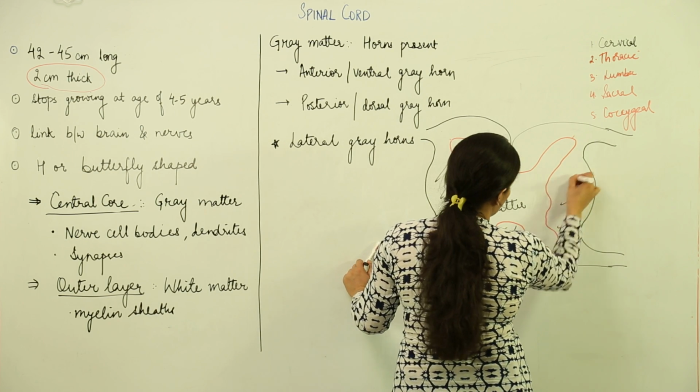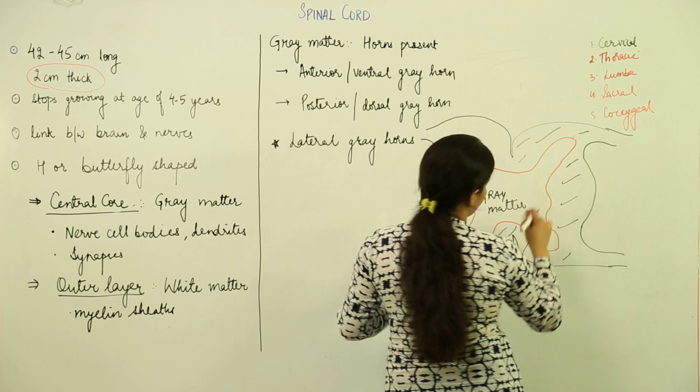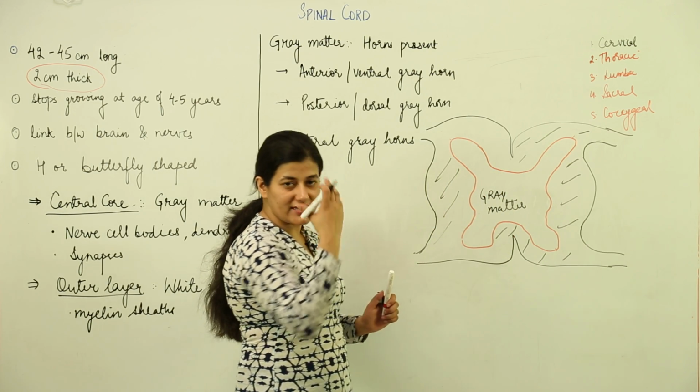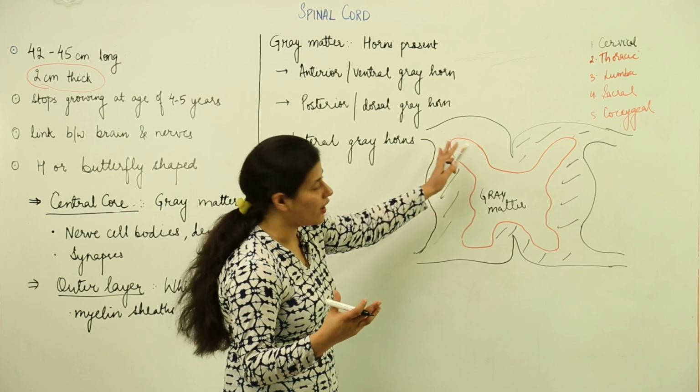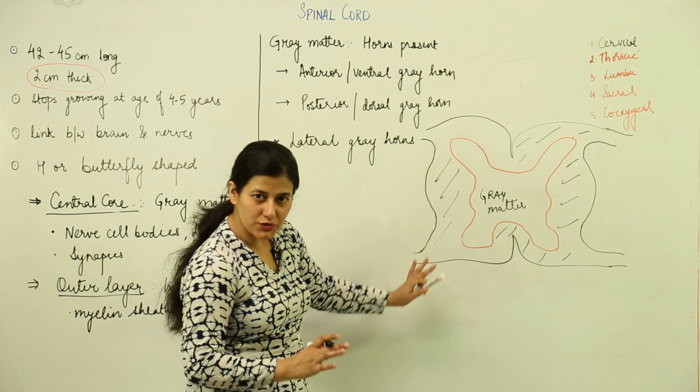Now, the internal part will have the neurons, the cell bodies of the neurons, and the dendrites, and the outer one would be whitish due to the myelin sheaths which are present.